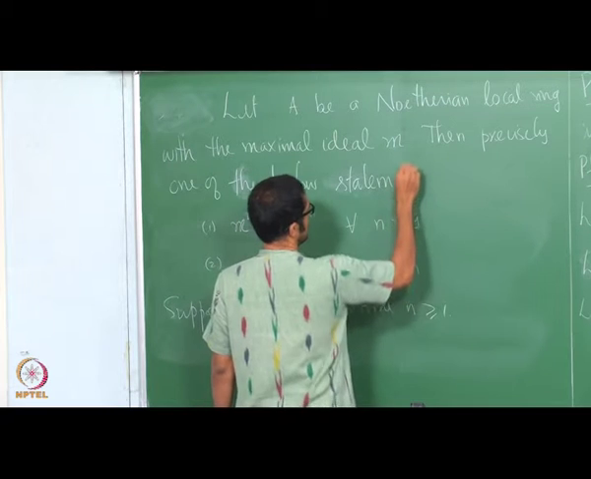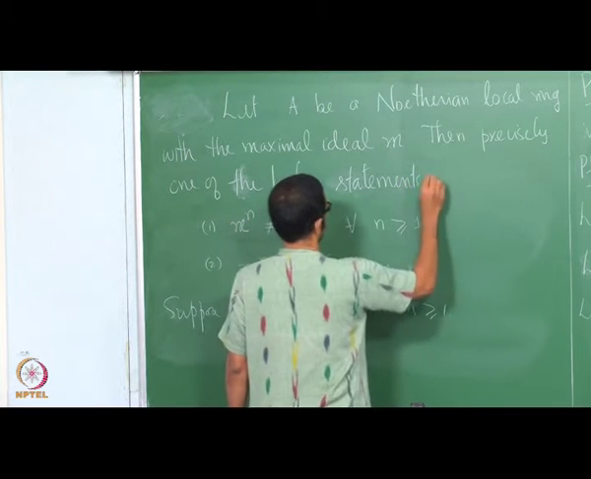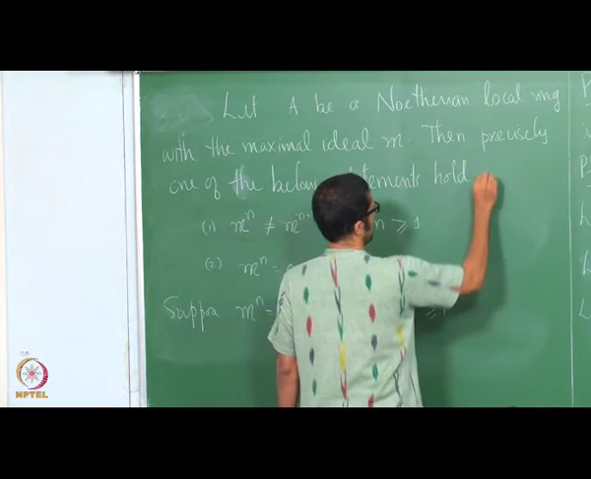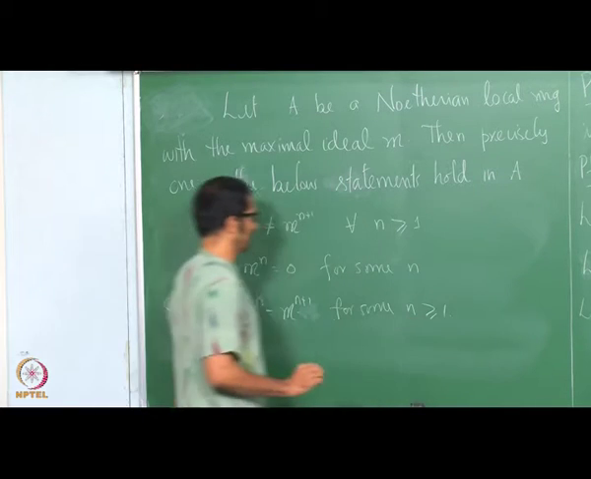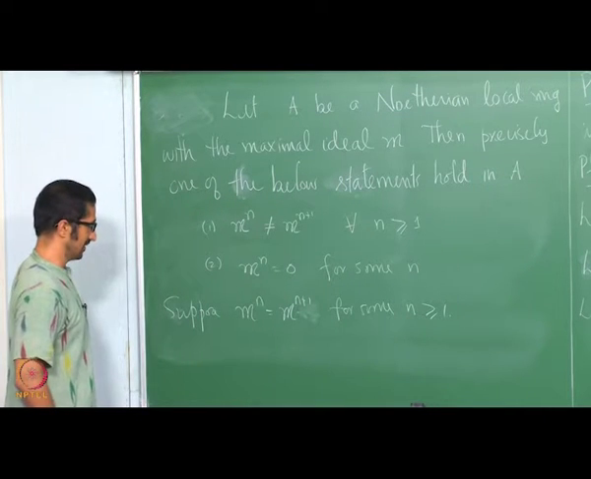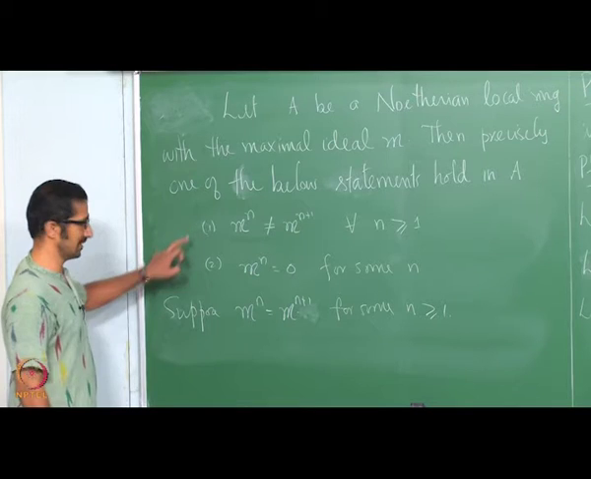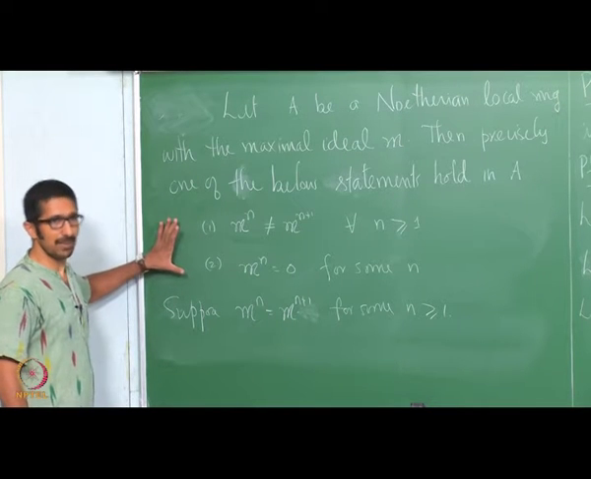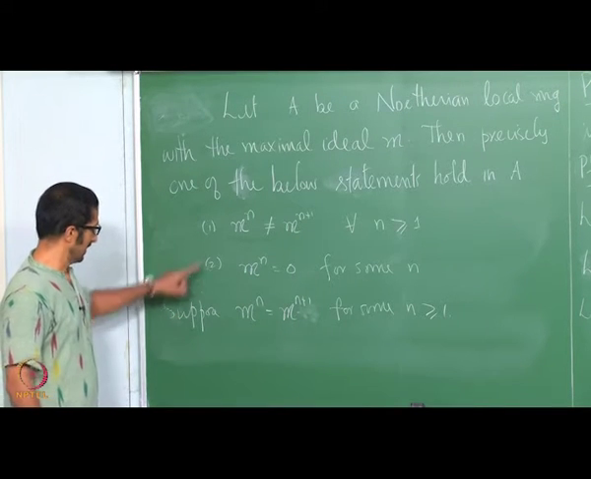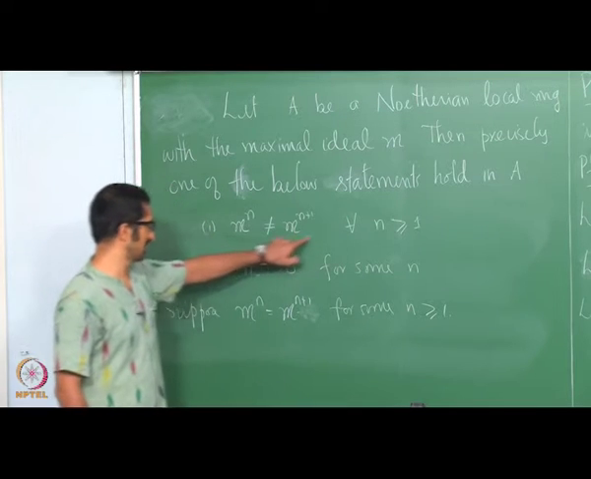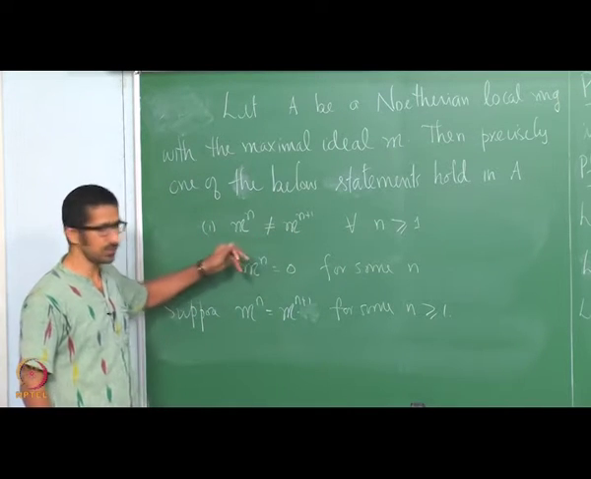Below statements hold in A. Either this or this, both cannot happen together. If this holds true, well and good.